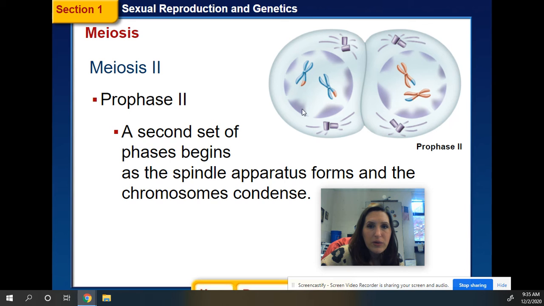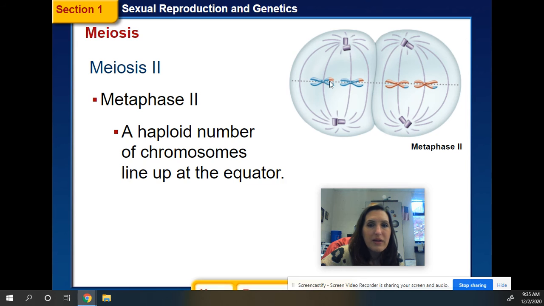Okay, for prophase 2, same thing. The nucleus starts to fall apart, spindle fibers start to form. Metaphase, now this looks a lot like mitosis. The chromosomes are lined up, the sister chromatids are lined up on the equator. But notice we have 2 cells here, not 1 cell. We're not 1 cell going into 2, we're 2 cells going into 4.